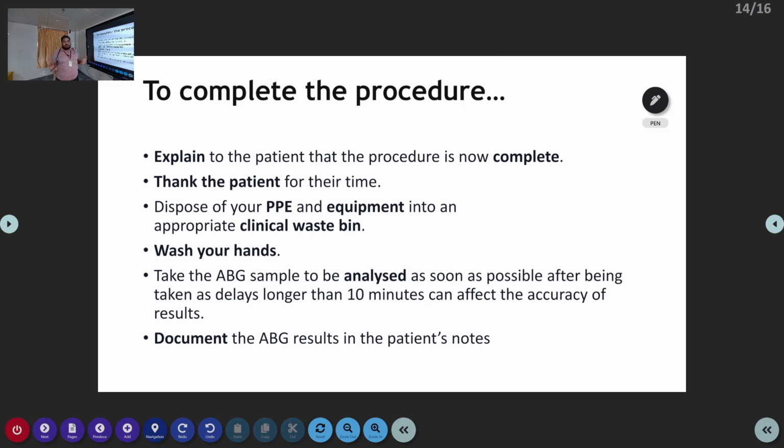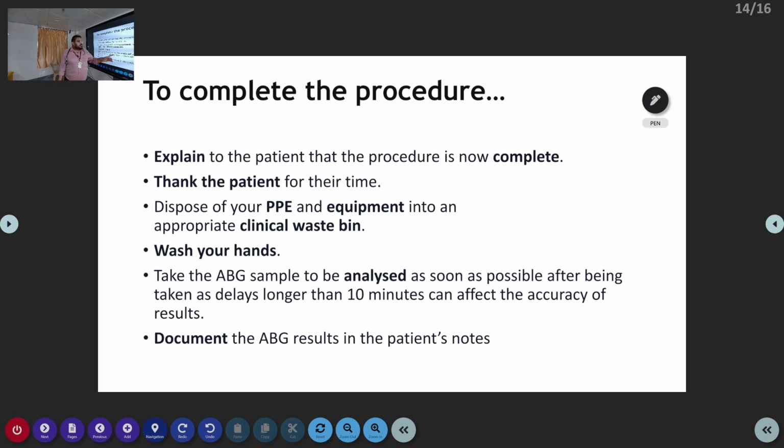Thank the patient for their time. Dispose of your PPE and equipment in the appropriate clinical waste bin. So whether red or yellow, sharps go to the sharps container, blood-stained items into the red bin, and you need to dispose of all those things properly. Wash your hands.